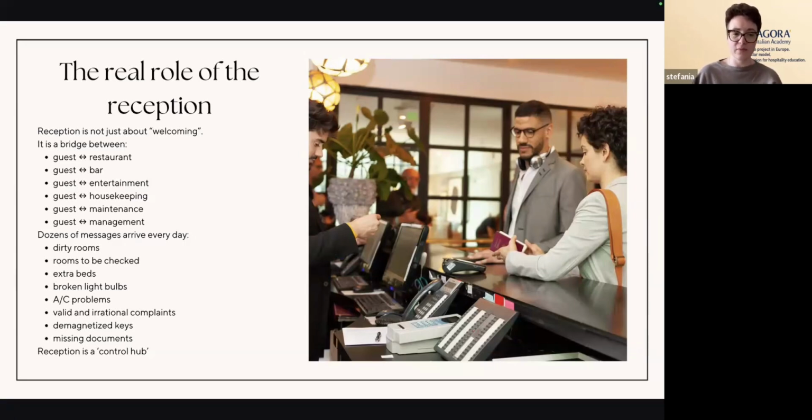Room clean or dirty, room to be checked, extra beds to be put in the room. If something in the room is broken, if guests have some complaint, if the key needs to be replaced or bracelets need to be given, if documents are missing or something is lost in the room. Okay, so the reception is the central point of everything in the hotel.